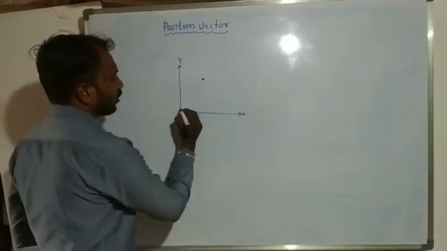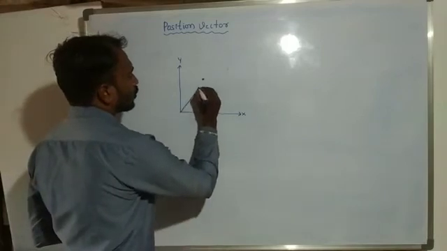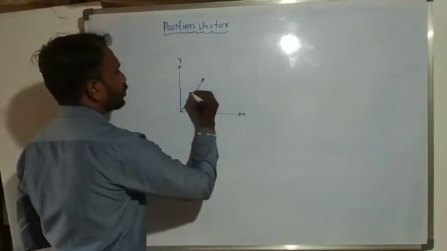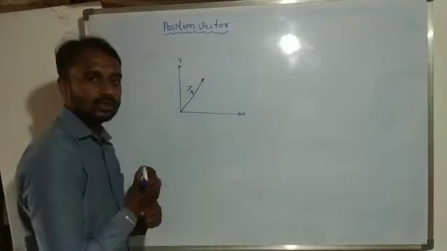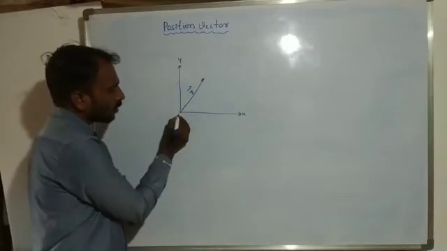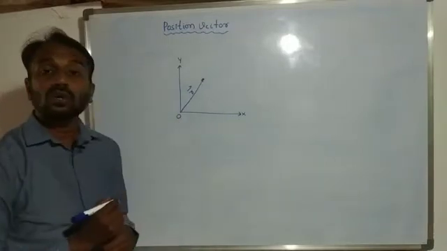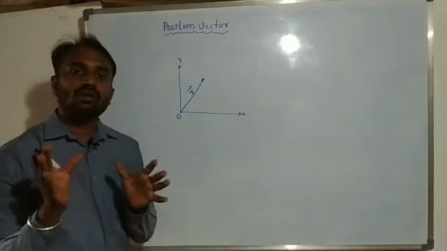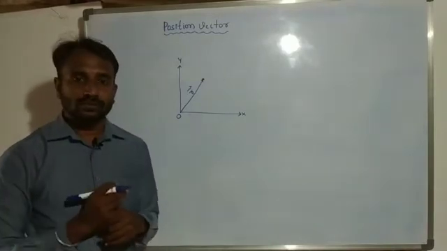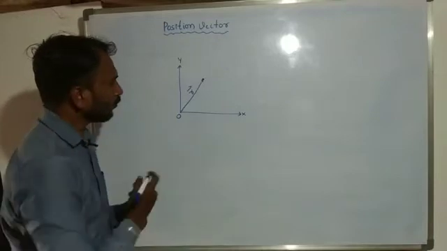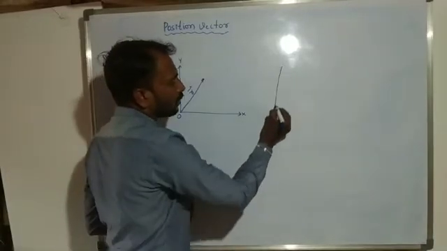So this one we consider as a position vector r. This position vector always starts from the origin. Here you already know that.